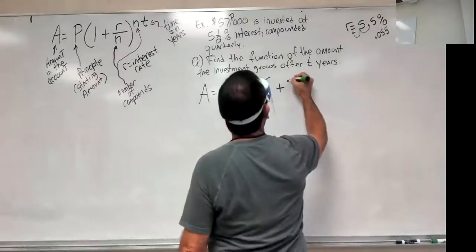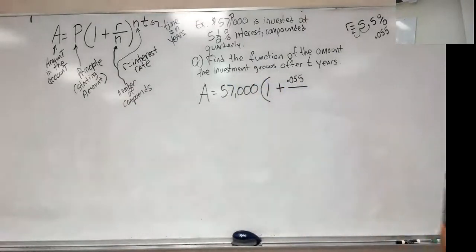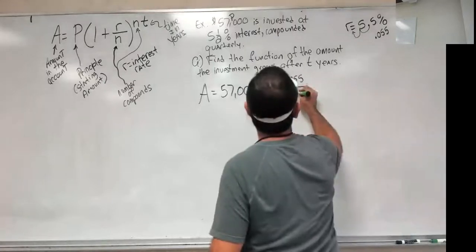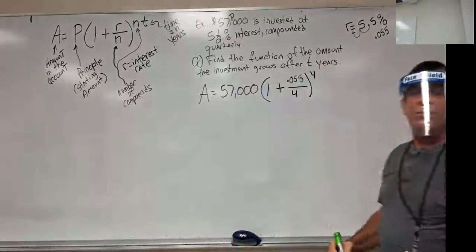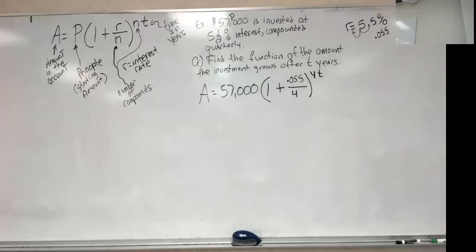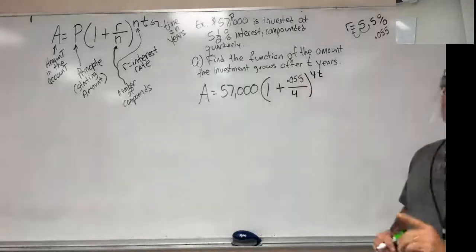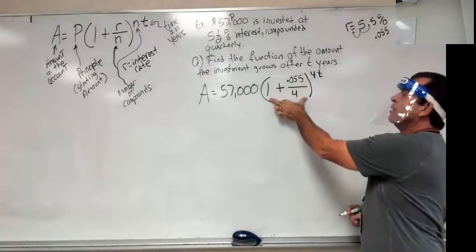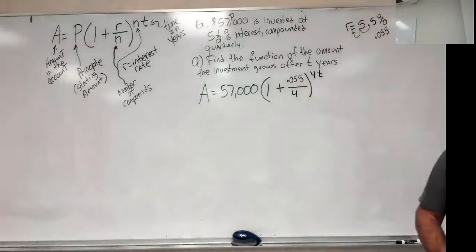So I've got 0.055 divided by N, which is my number of compounds. Quarterly would be 4, perfect. And then it's 4, which is my N still, times T. So, y'all, technically, this is the formula we would use, but MathLab is picky and they want us to simplify all that's in the parentheses, because all that's just a single number in there.